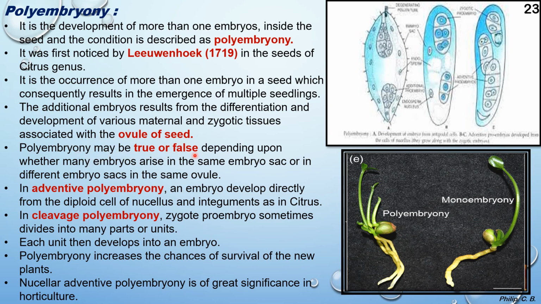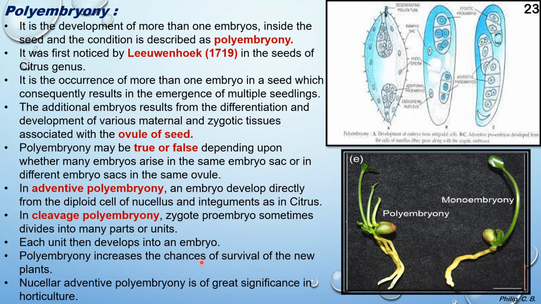Polyembryony may be true or false, depending upon whether many embryos arise in the same embryonic sac or in different embryo sacs in the same ovule. So it may be true or false. In adventive polyembryony, an embryo develops directly from the diploid cell of the nucellus and integuments, as in citrus. In cleavage embryony, the second type of polyembryony, the zygote proembryo sometimes divides into many parts or units. Each unit then develops into an embryo.